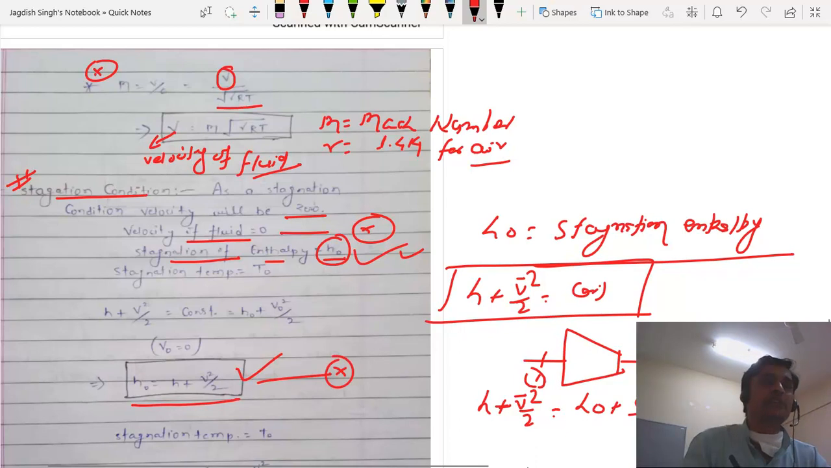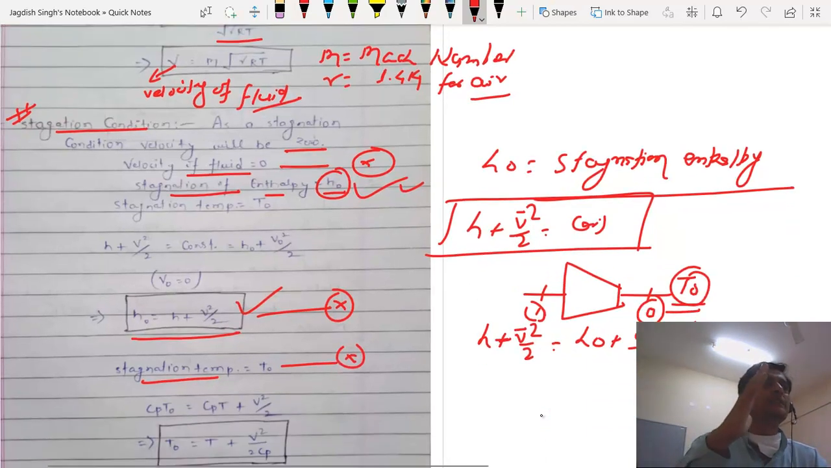This equation is very important. The stagnation temperature at the entry or exit of this nozzle is T naught. T naught is the stagnation temperature. Overall, stagnation condition means the velocity of the fluid particle will be 0. Whatever fluid is expanded in the nozzle, its velocity will be 0, and not only at an exit, at any condition when the velocity of the fluid particles becomes 0, such condition is called a stagnation condition.